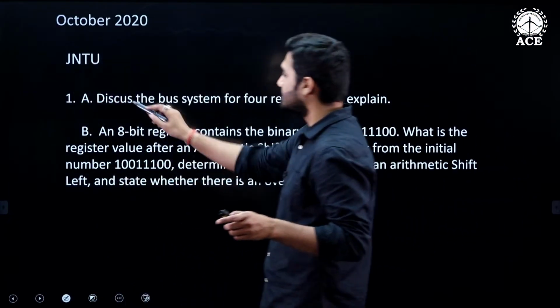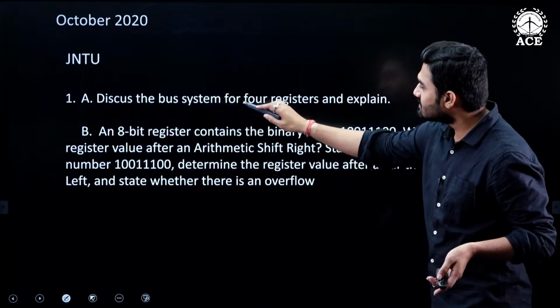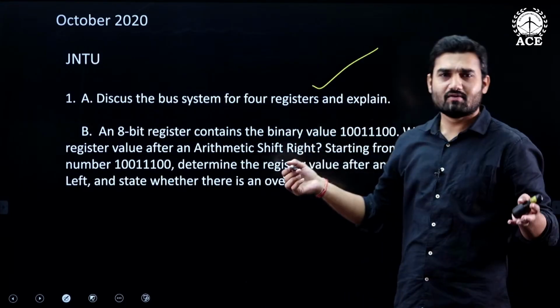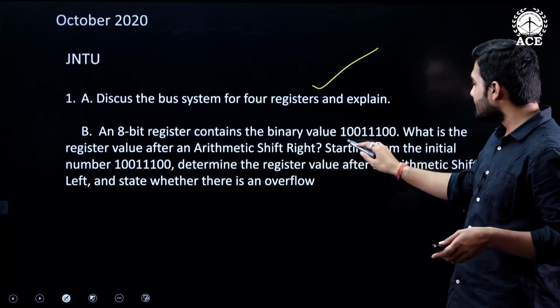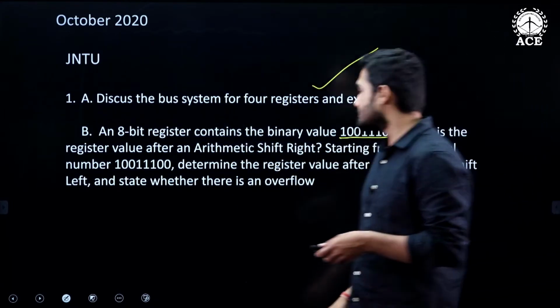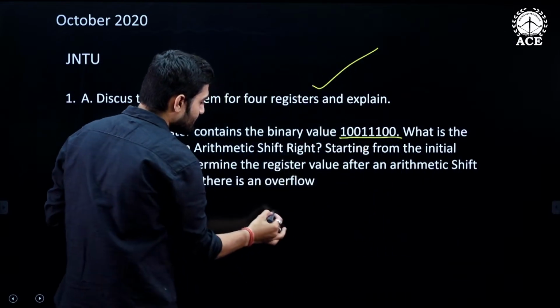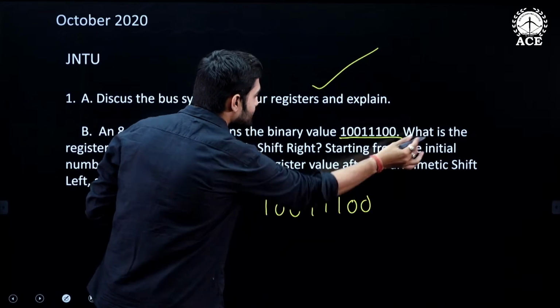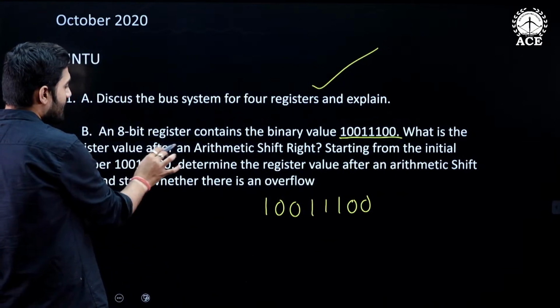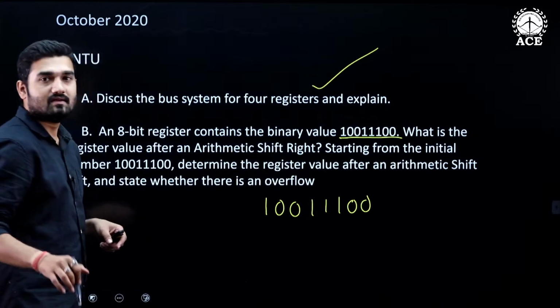All our theory only. See, now look at this question. Discuss the bus system for 4 registers and explain. Now I think you are very much comfortable. Look at this next question. An 8-bit register contained the binary value 10011100. I have shown you 4-bit, but they have given 8-bit. Now they are asking what is the register value after an arithmetic shift right.